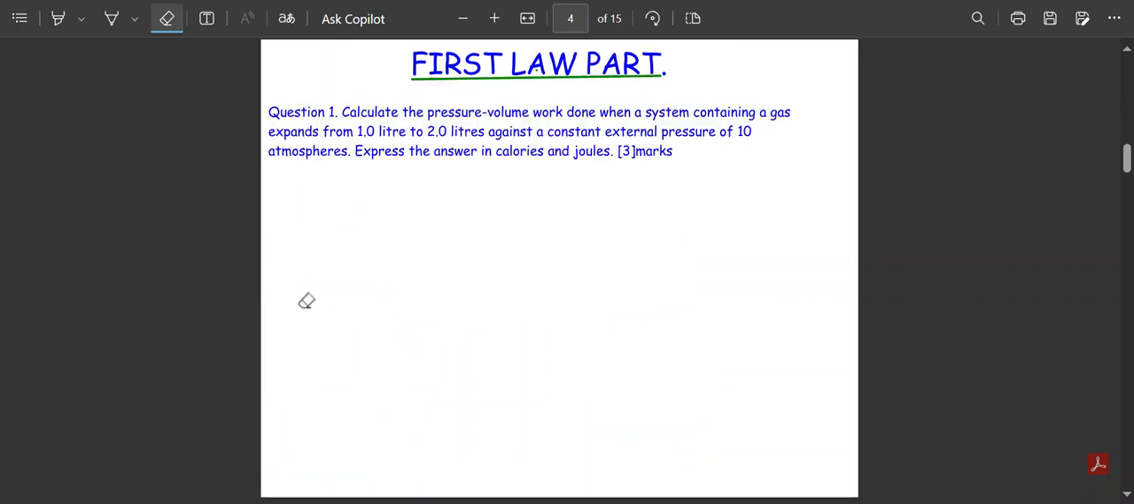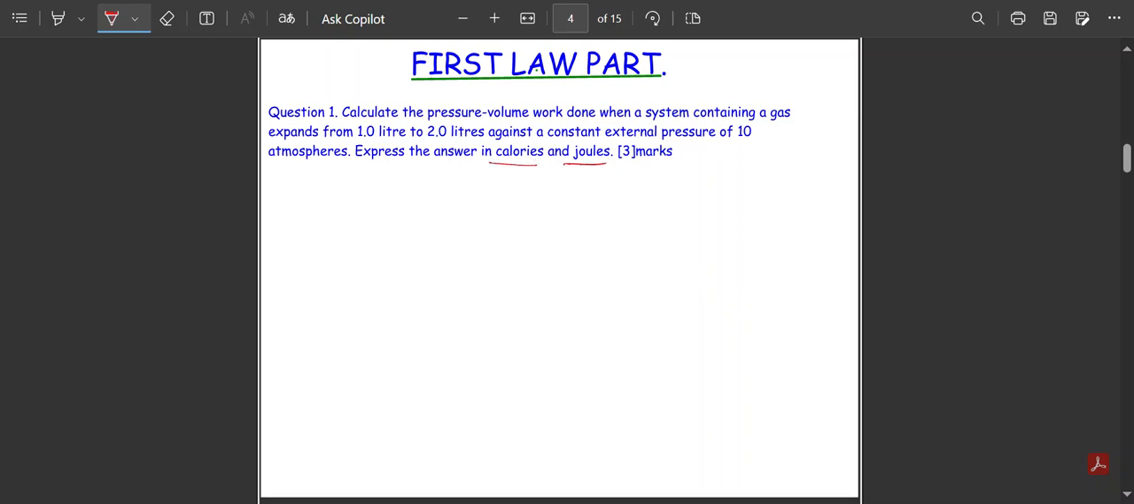Question 1 says, calculate the pressure-volume work done when a system containing a gas expands from 1 liter to 2 liters against a constant external pressure of 10 atmospheres. Express your answer in calories or in joules. So we must express it in joules. In calories we can also do it.